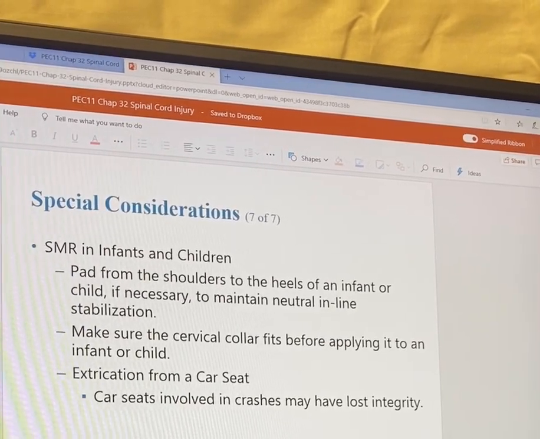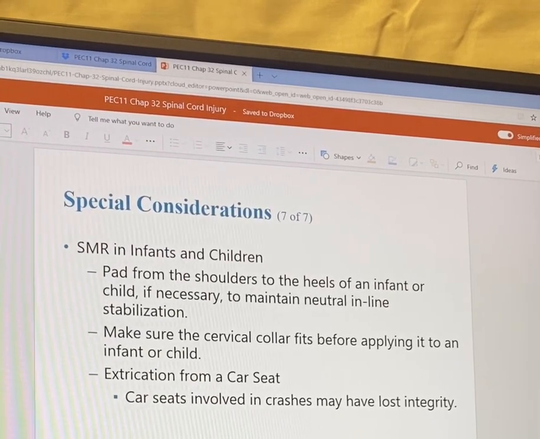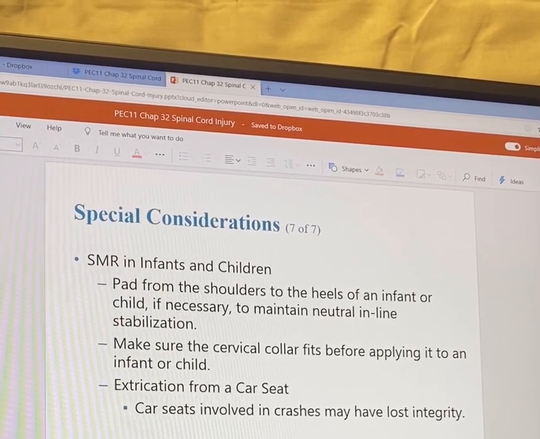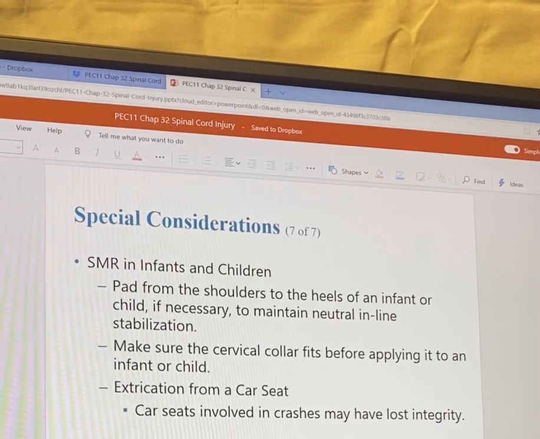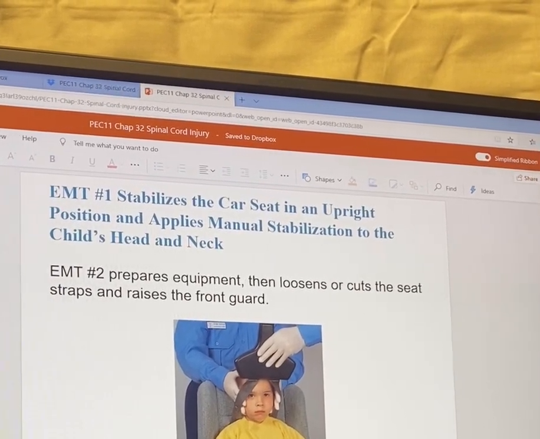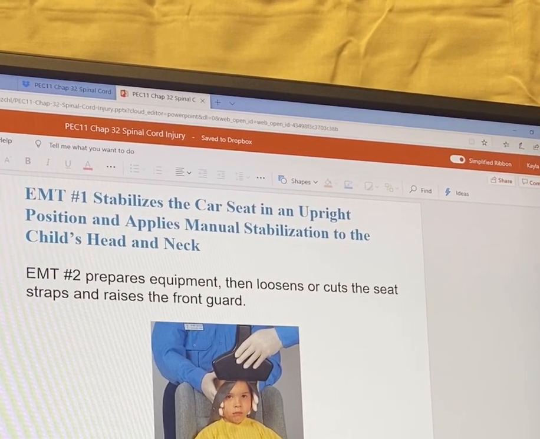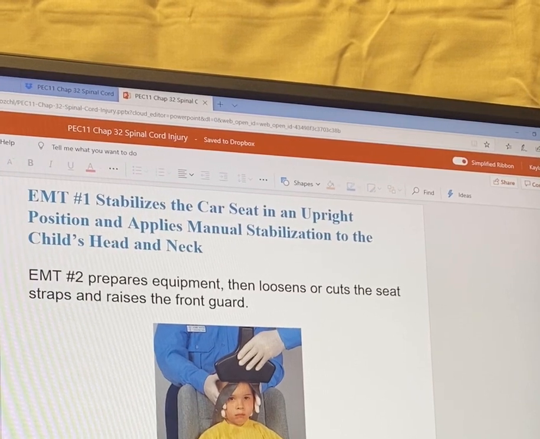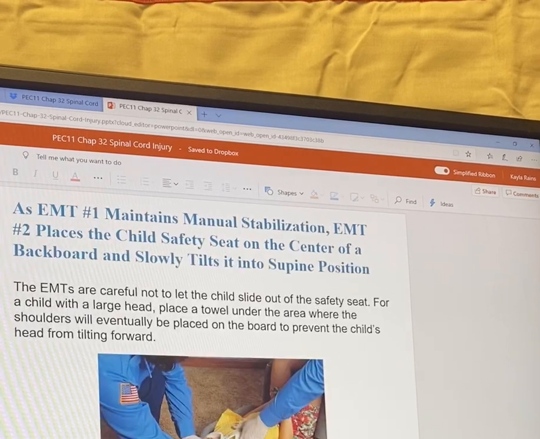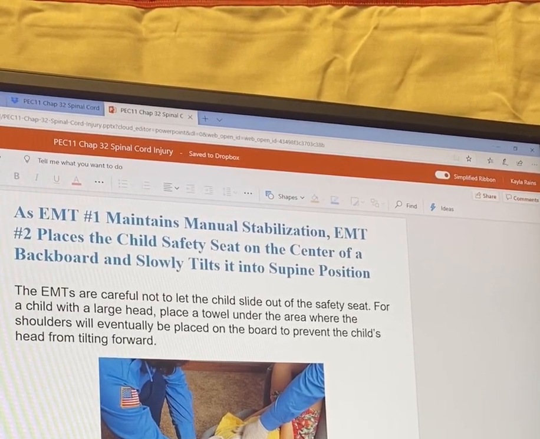Alright. Car seats involved in crashes might have lost their integrity and structure and might not provide protection for a child if another crash were to occur. Transfer the child to a backboard. Alright. In children less than 8 years of age, if any mechanism of injury suggests possible spinal injury, it is prudent to provide spine motion restriction appropriate for the young kid. Alright, you can put a C-collar on them, make sure it fits. If you don't have a collar that fits, stabilize the neck with a rolled towel. Okay.